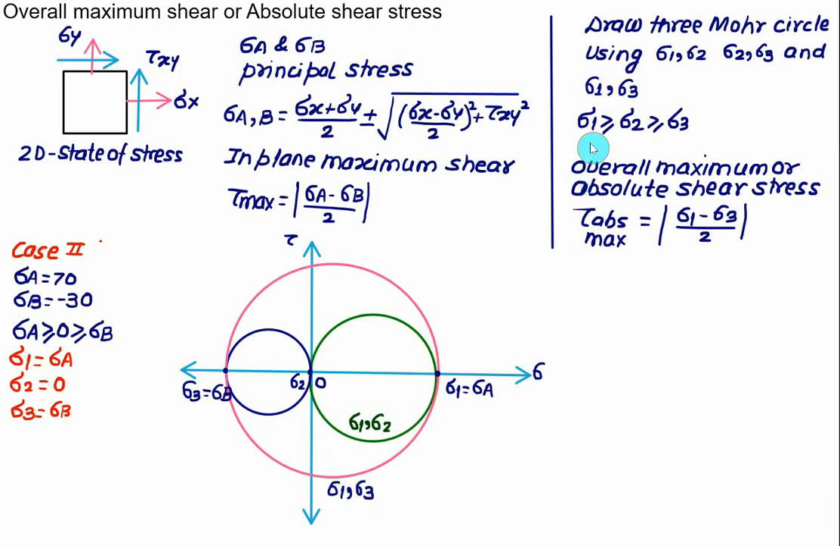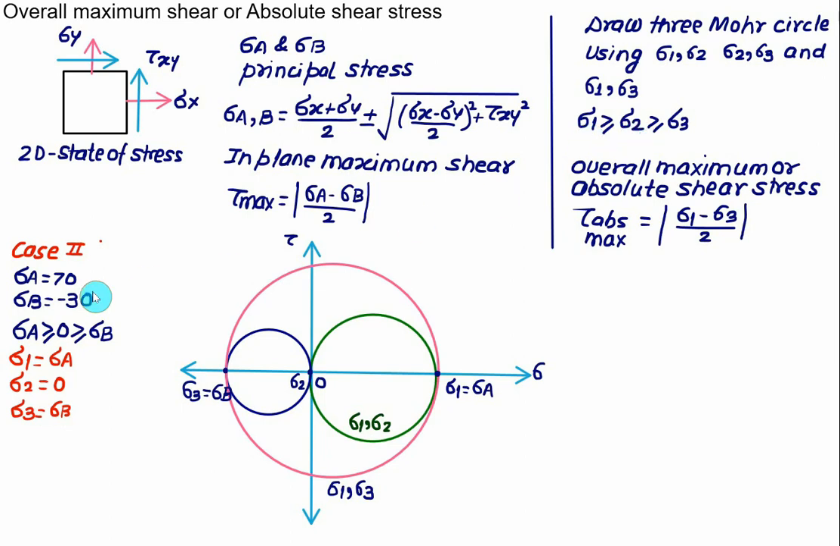Since our order is fixed, you always get the maximum Mohr circle with sigma 1 and sigma 3. The only thing you have to adjust is your values, such that sigma 1 is always greater than sigma 2, which is always greater than sigma 3. Sigma 1 can be sigma A, or sigma 2 can be sigma A.